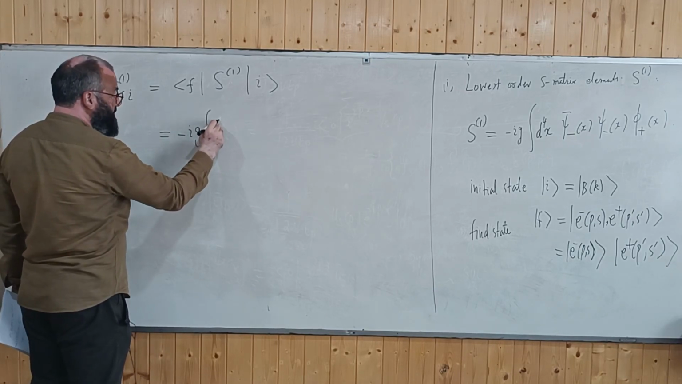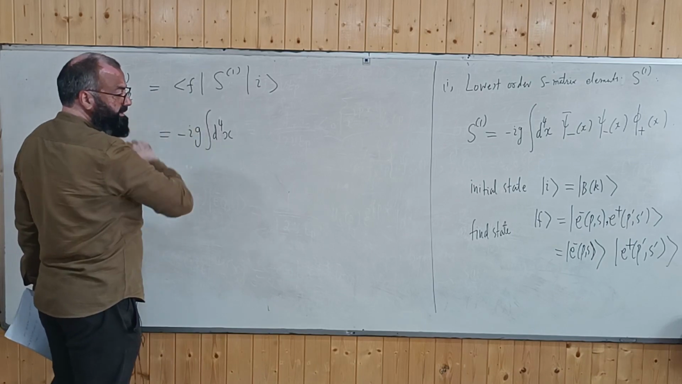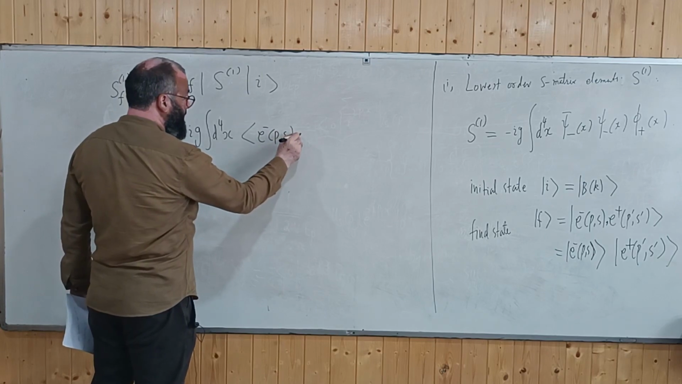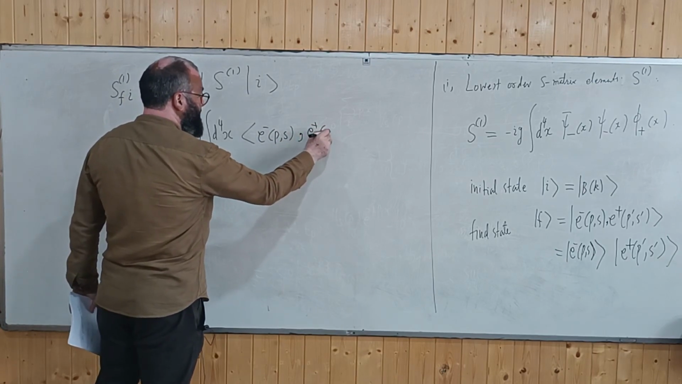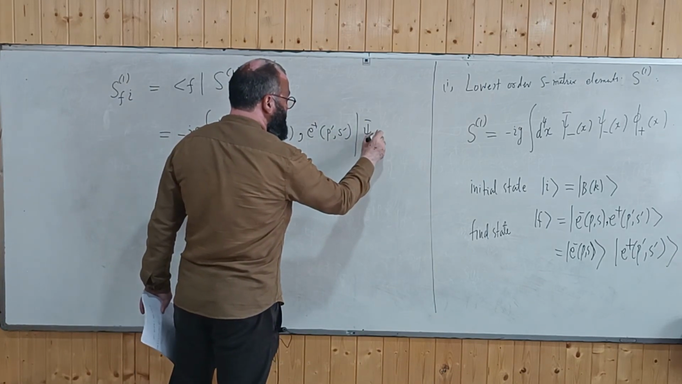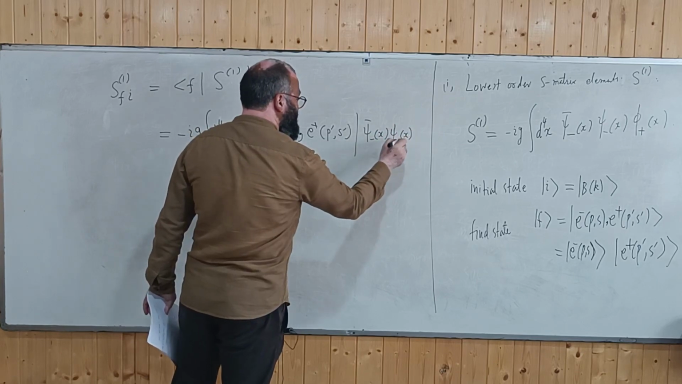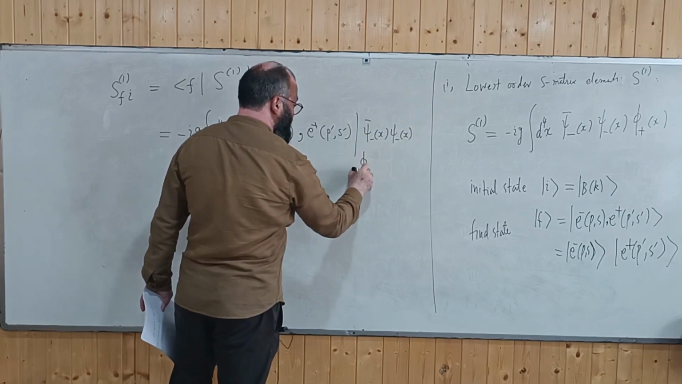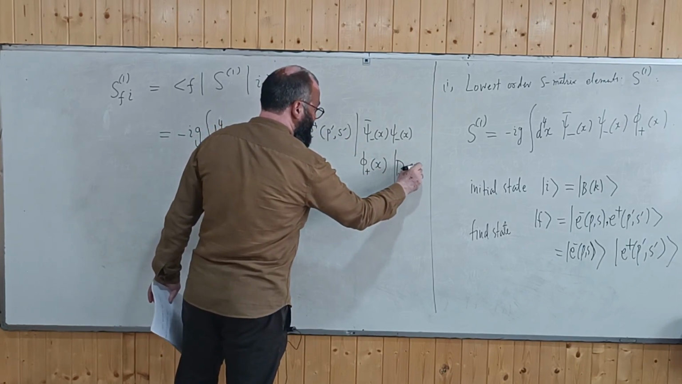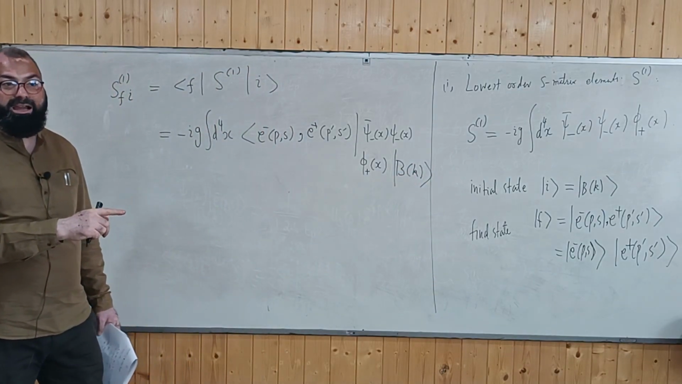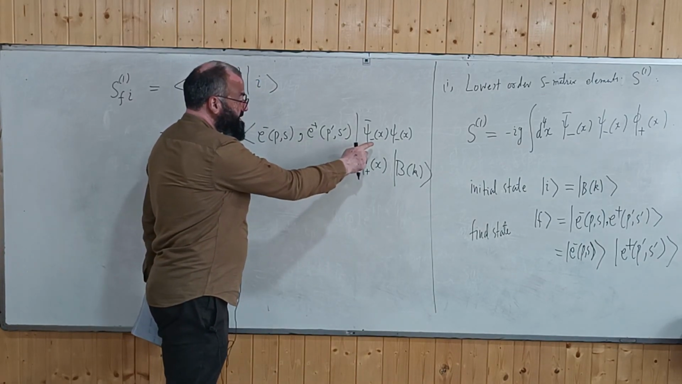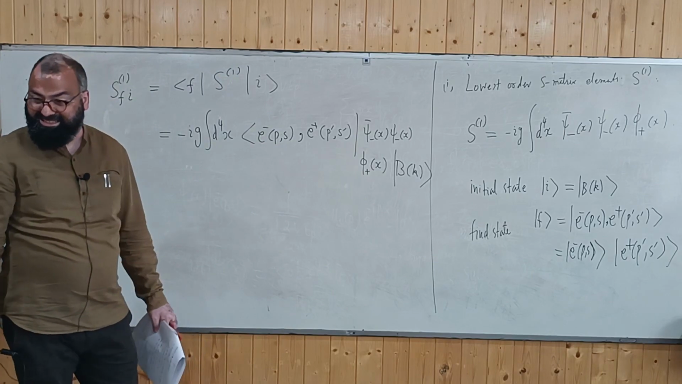Let me write this integration outside: d4x. What is our F? The final state is this electron and the positron. What is our interaction S1? It is psi bar minus of x, psi minus of x, phi plus of x, acting on the initial state B_k. Now you should understand why I calculated those elements separately. You have phi plus acting on B, and psi bar minus and psi minus acting on the other states.